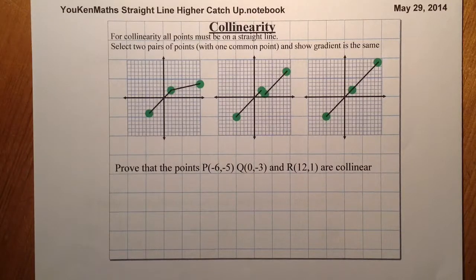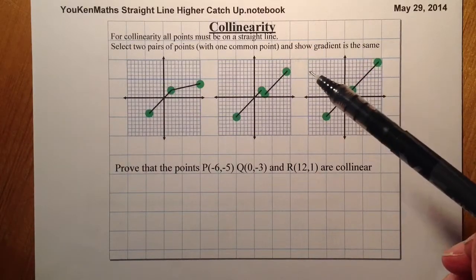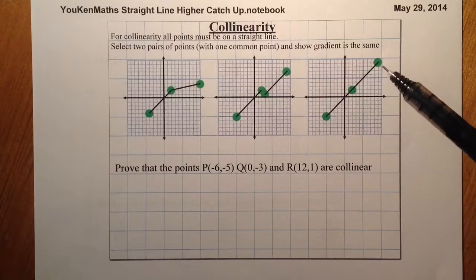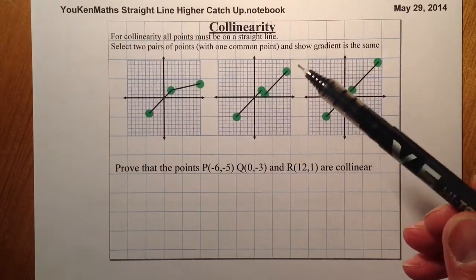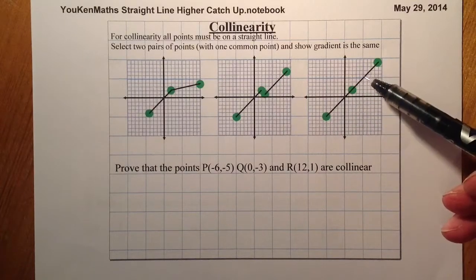This is higher, straight line, and we're looking at the collinearity topic. For collinearity, what we're looking for is that all points, or 3 points usually that are given, must be in a straight line. So what we're really looking for is something of this order here at the end.